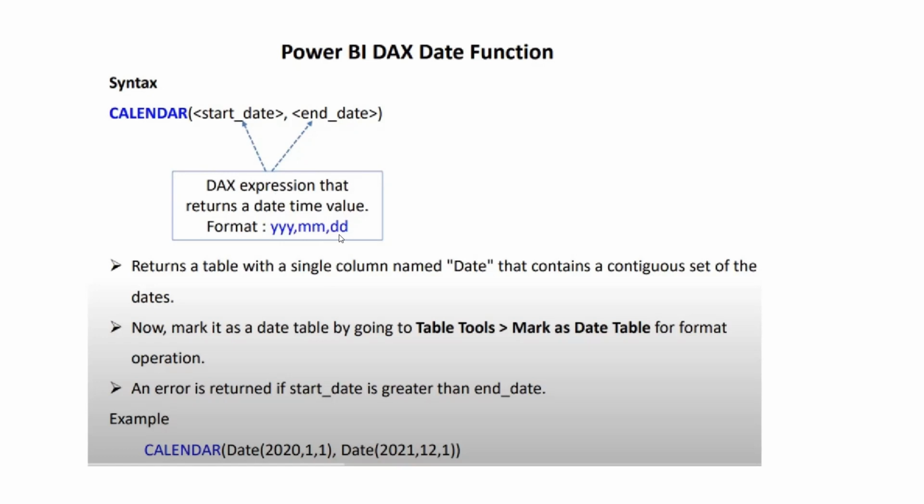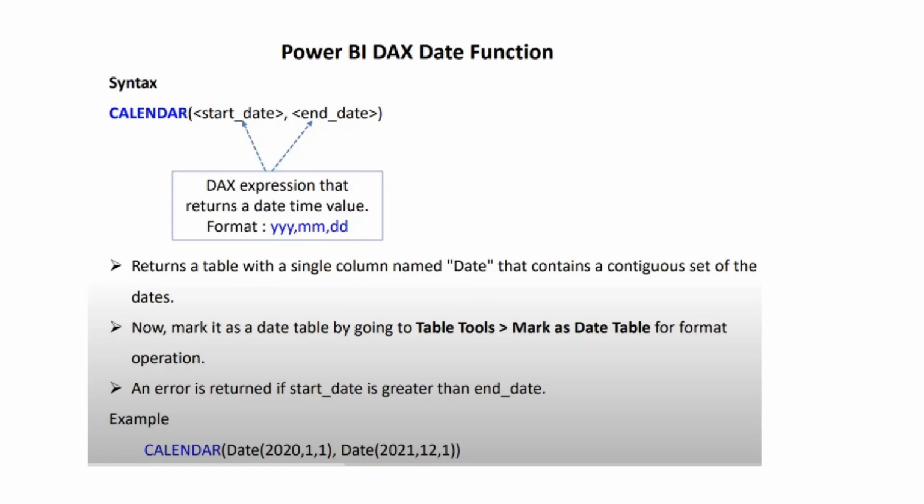Now what does this calendar function do? The calendar function returns a table with a single column named date that contains a continuous set of dates. It will return only a single column which will be named date, and you will have the set of dates over there.